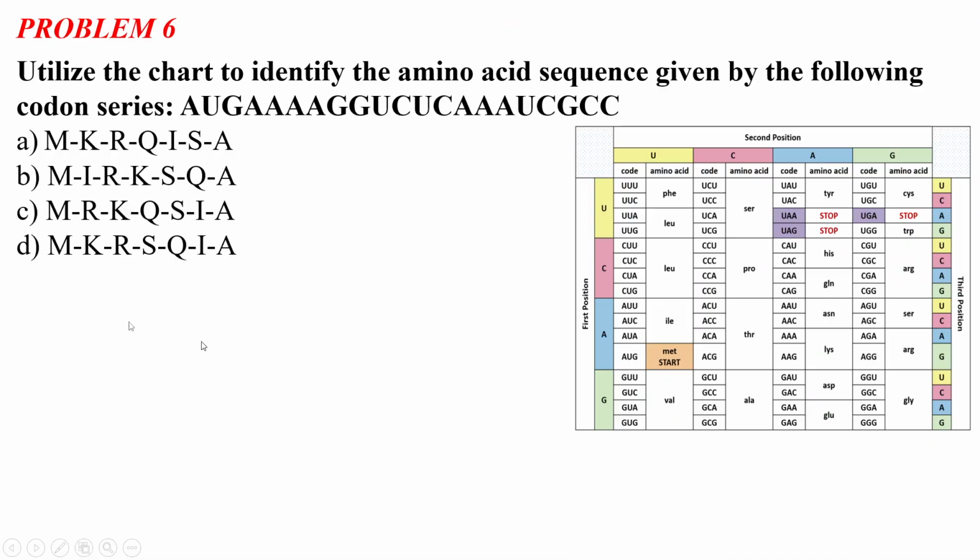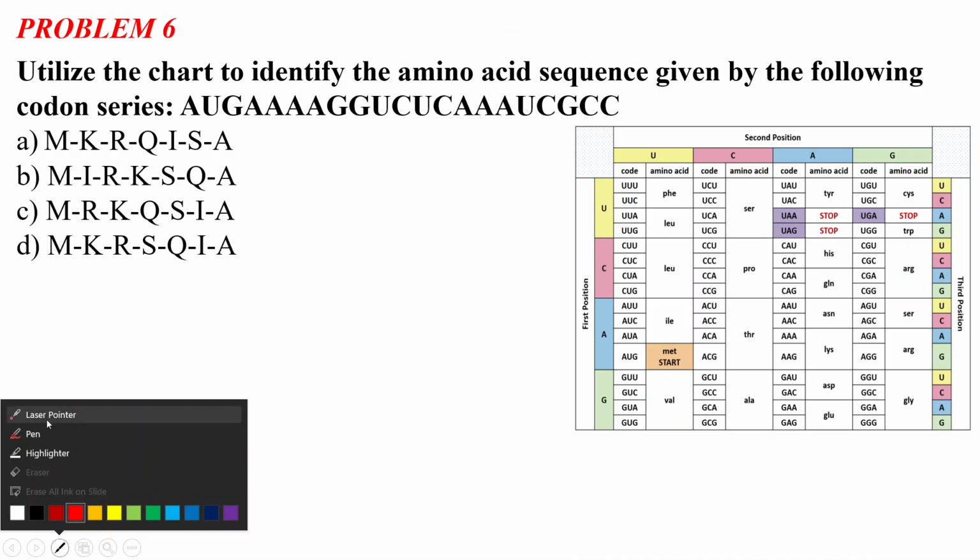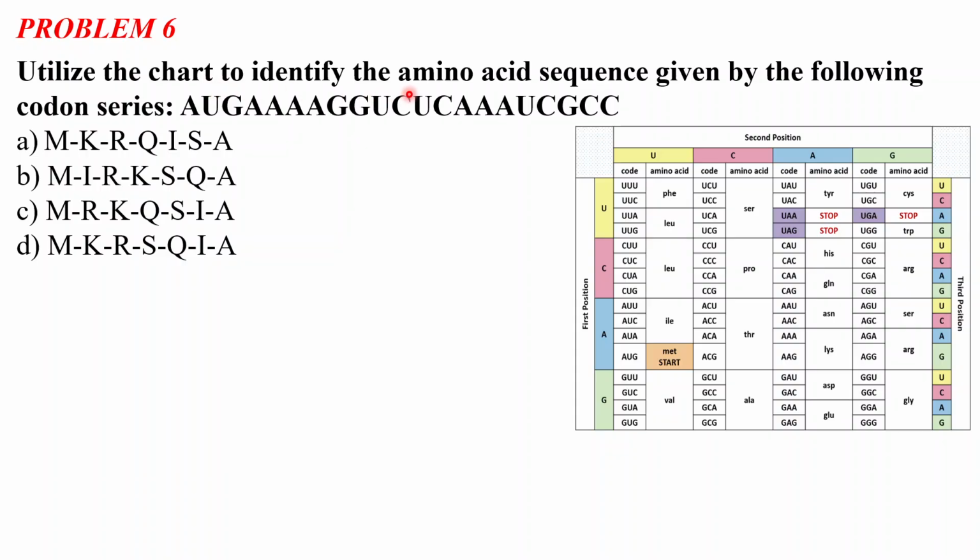Okay, now I will go to the next problem, problem number 6. Problem number 6 says, utilize the chart to identify the amino acid sequence given by the following codon series: AUG, AAAA, GGUCU, CAA, AUCG. So this is the codon series. This is the chart. Now you have to identify what will be the amino acid sequence. These are the single letter codes for the amino acids.